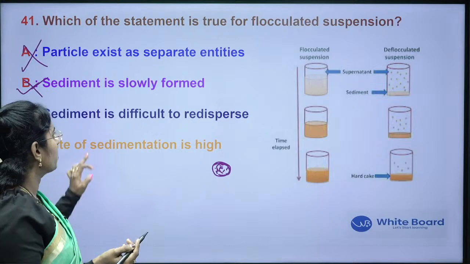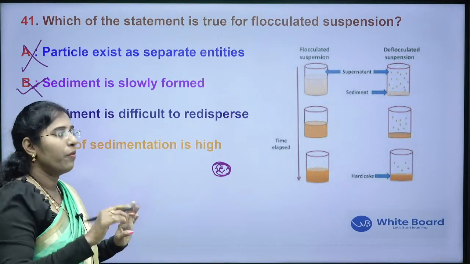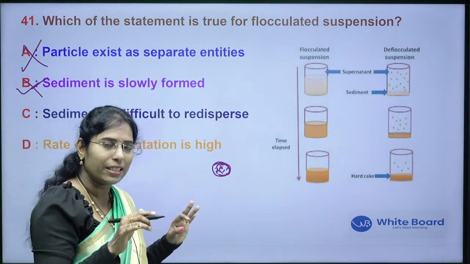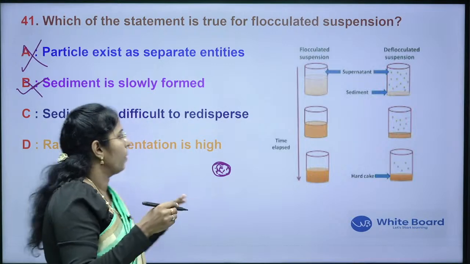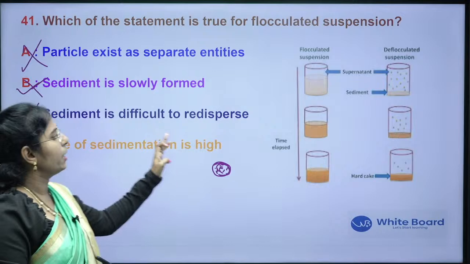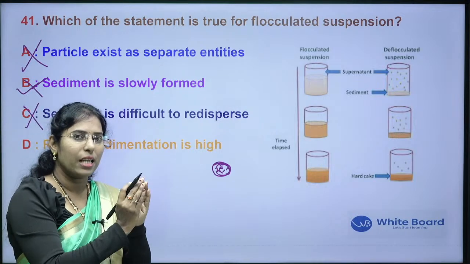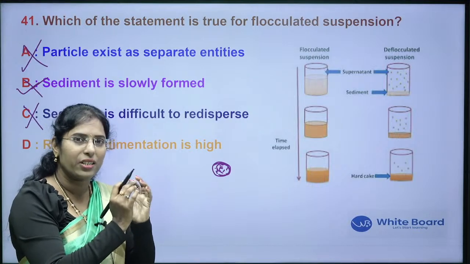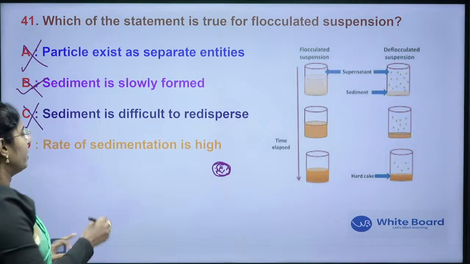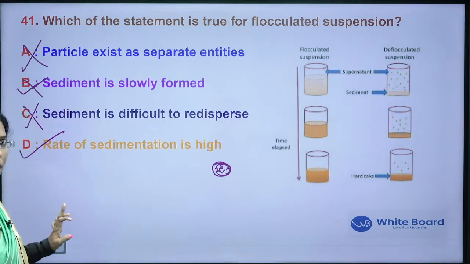And what is the third option? Sediment is difficult to redisperse. No, it will be very easy to redisperse, meaning redispersion will be very easy with simple agitation. So this is also a wrong option. And the rate of sedimentation is high. Yes, when they are agglomerating, the size is increasing so that they get readily sedimented. So the rate of sedimentation is high. Which one is the correct answer? Option 4 is the correct answer.